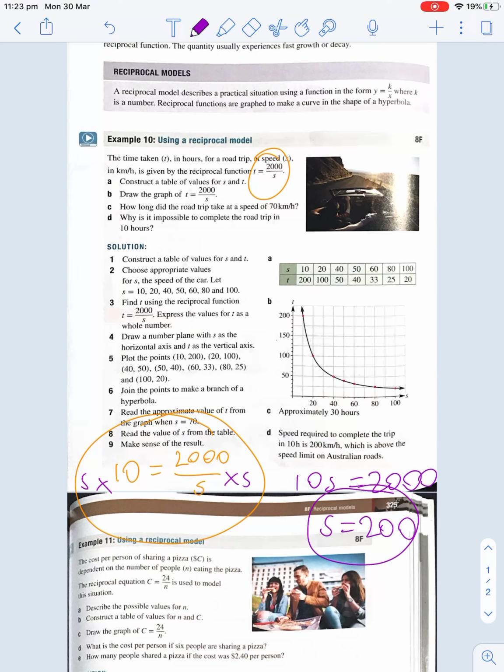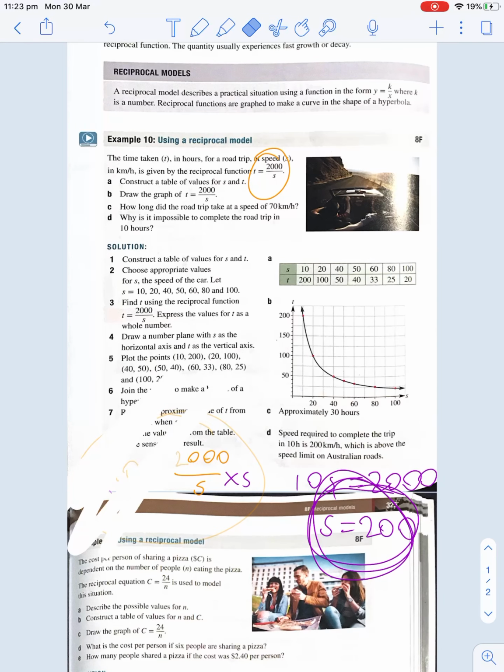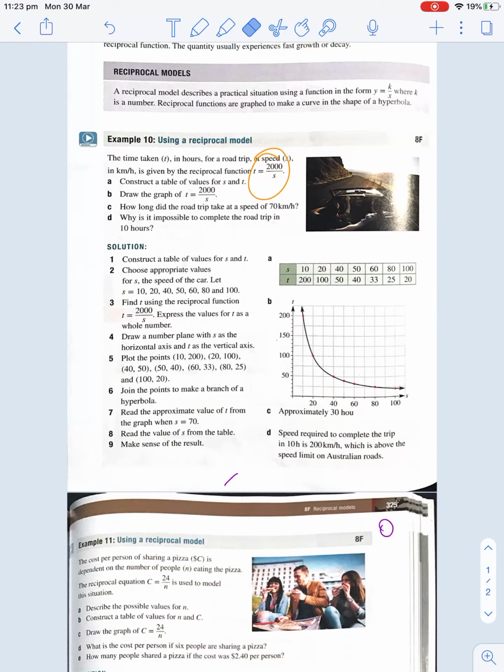So a speed of 200. The reason that is impossible is because I'm not allowed to go at 200 kilometers per hour. So that's the sort of answer they're looking for. And you can see here, speed required to complete the trip is 200 kilometers per hour, which is above the speed limit on Australian roads. So that's why it's impossible.